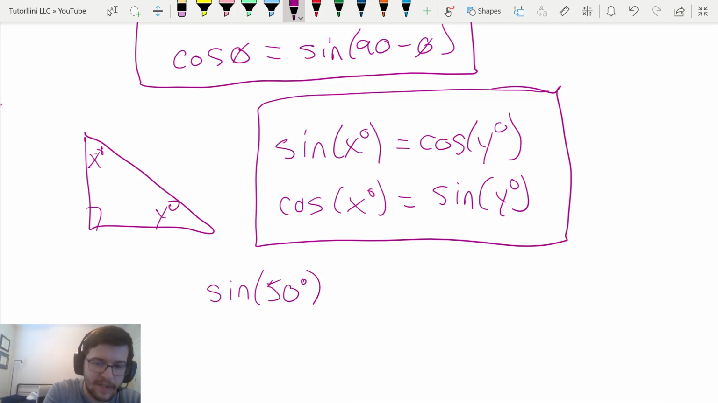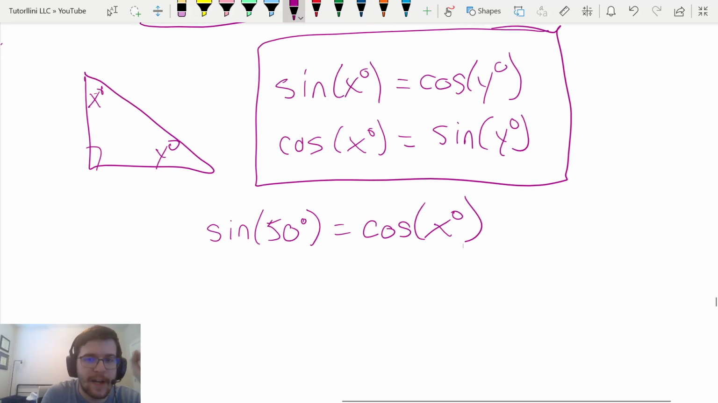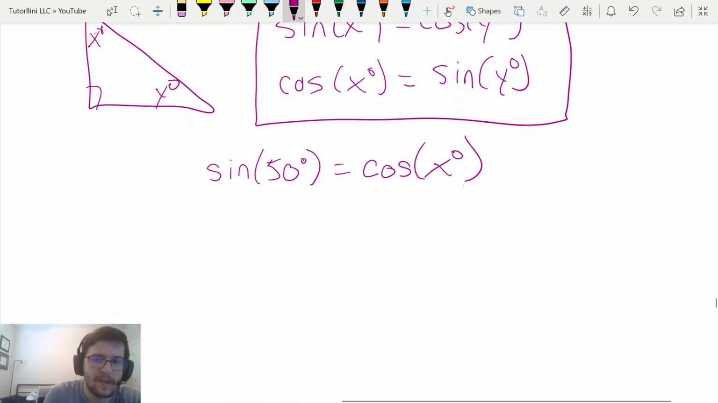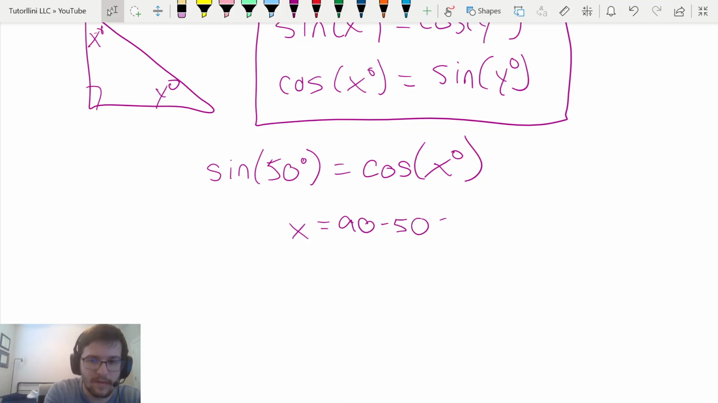Sine of 50 equals cosine of x. What is x? You just have to recognize that whenever sine and cosine are equal, the two things inside are complements. So x is 90 minus 50, which is 40.